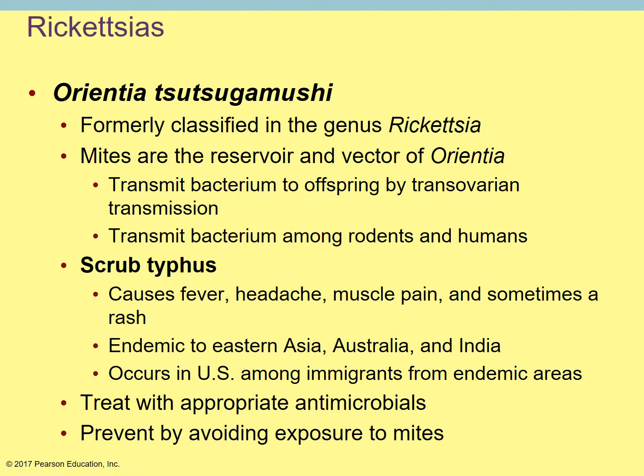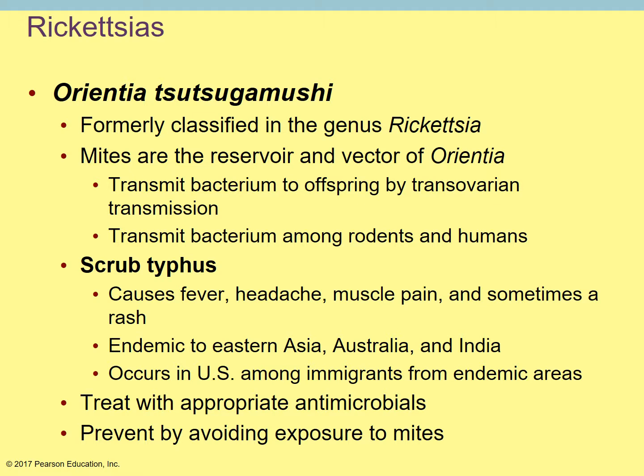One of the other genera is Orientia. I'm going to admit I'm not even going to attempt to say the species name on this because I know I'll get it wrong. This used to be classified within the Rickettsia genus, but it has been given its own genus now. Mites are going to be the reservoir and the vector, so they will transmit the bacteria between rodents and humans.